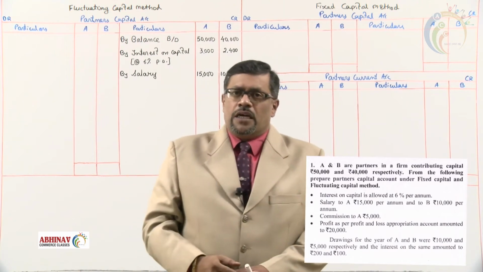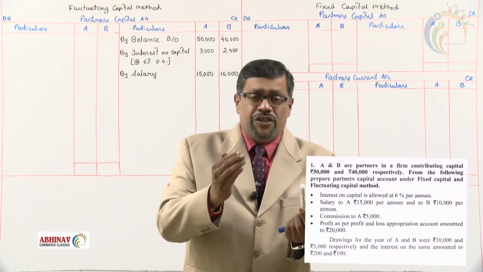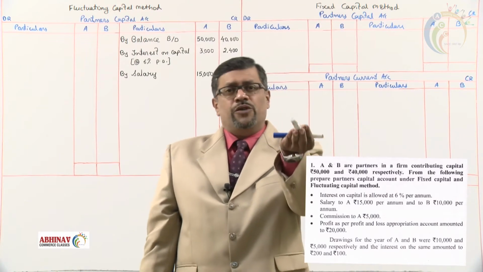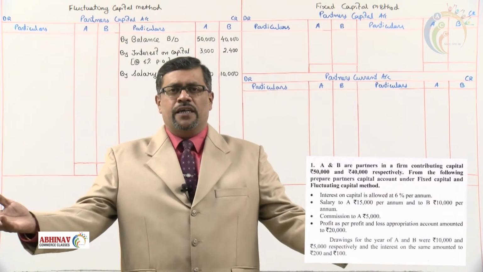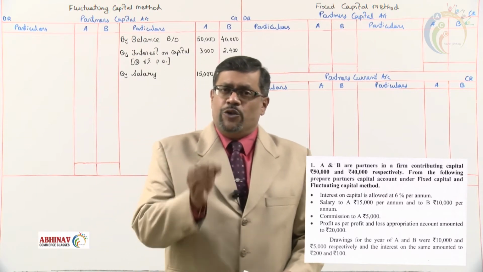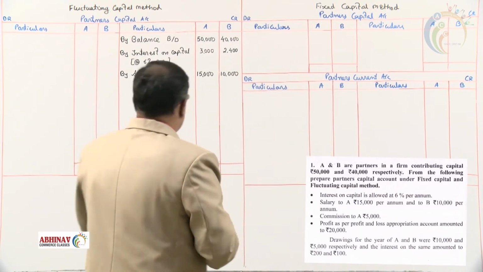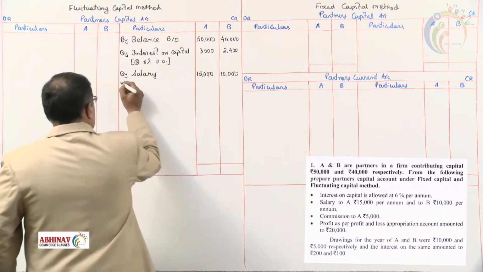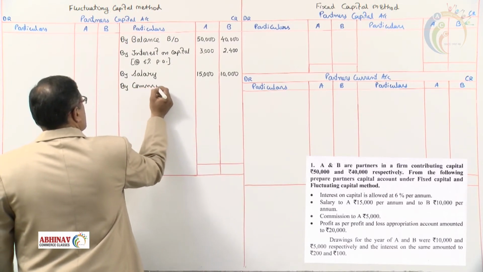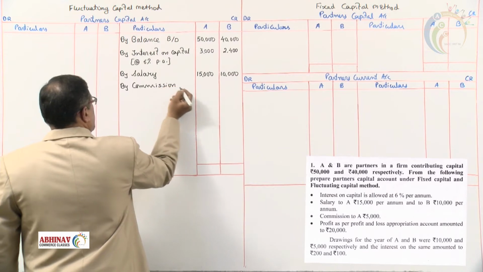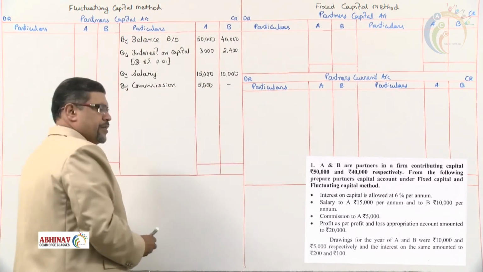Next, commission to A 5,000. Again, A is getting some commission. So capital balance of A will increase. Increase in capital balance is increase in liability. We need to credit that only in the column of A. By commission, A is getting a commission of rupees 5,000.